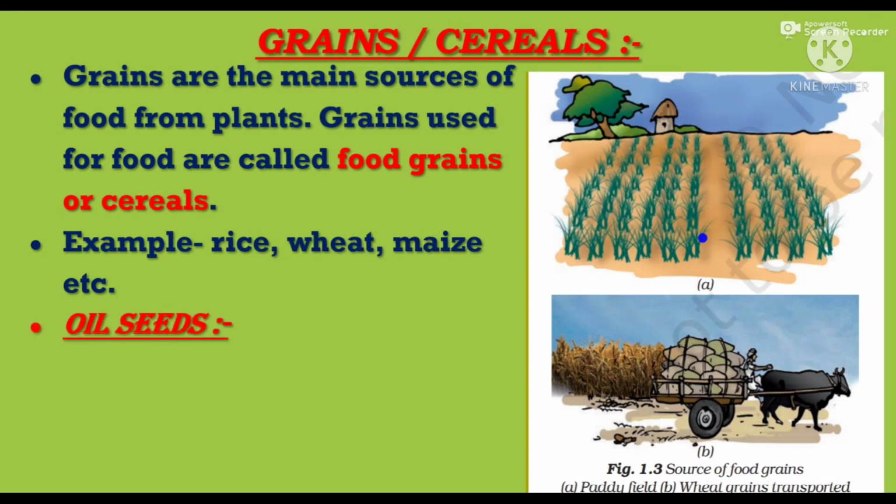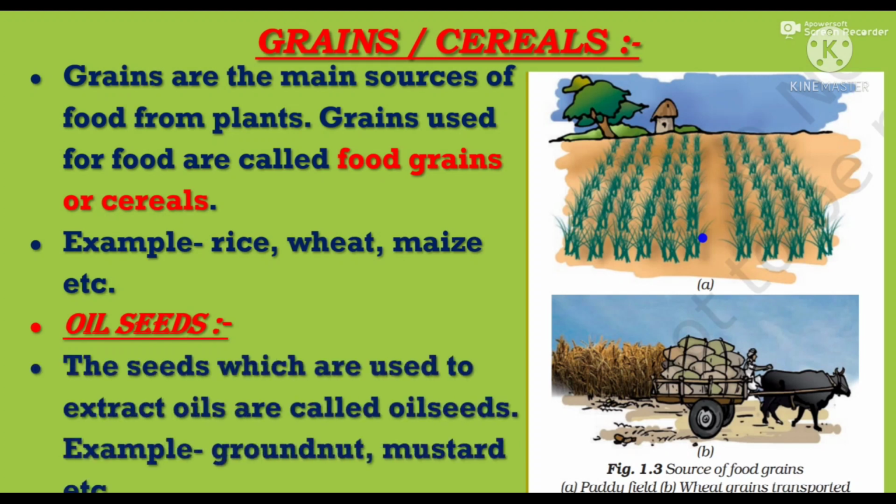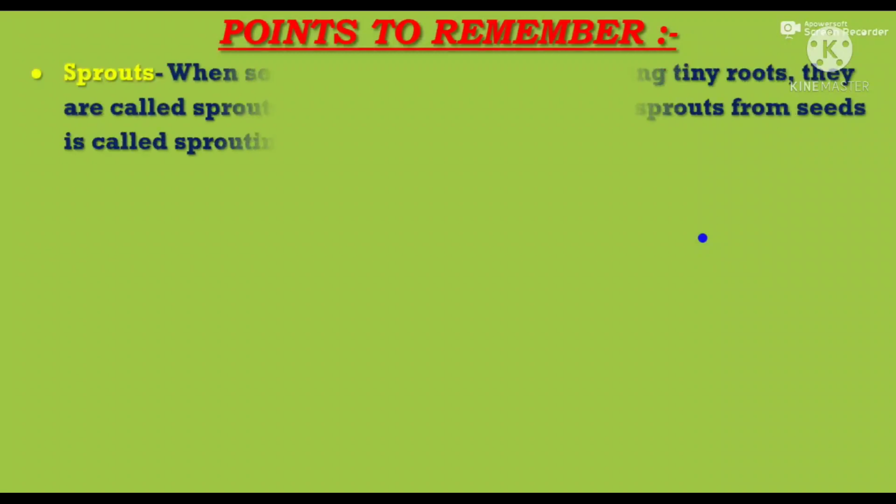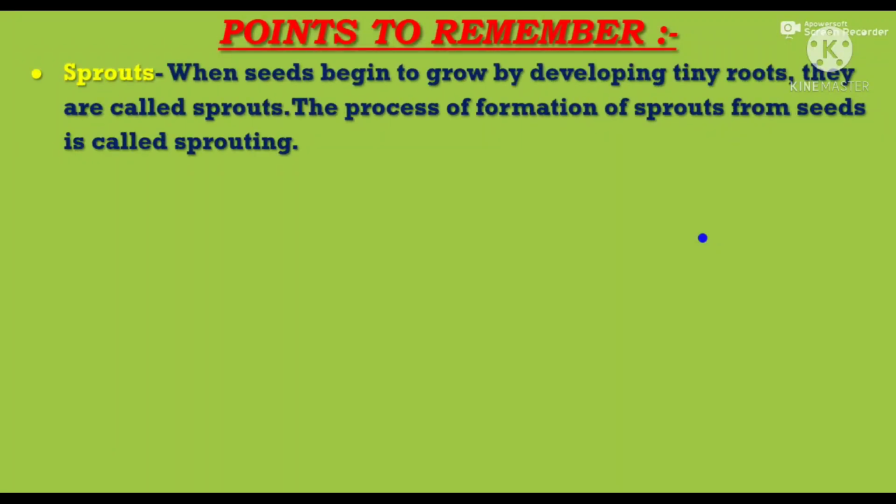Next is oil seeds. What are oil seeds? The seeds which are used to extract oils are called oil seeds, for example groundnut and mustard. The next, some points are here to remember. First one is sprout. So what is sprout? When seeds begin to grow by developing tiny roots, they are called sprouts. The process of formation of sprouts from seeds is called sprouting.